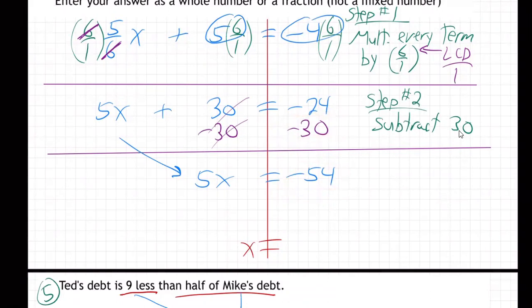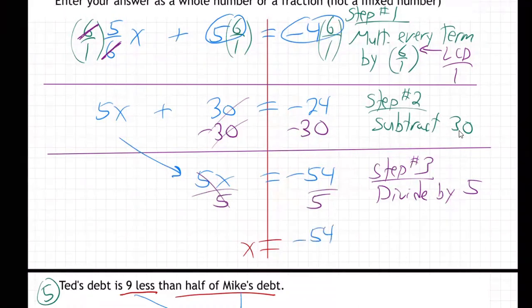Last step to get x alone. Step number 3. We're going to divide by 5, both sides. Boom. X is alone. And there's our answer: minus 54 over 5. We've got an answer. And so we did it.